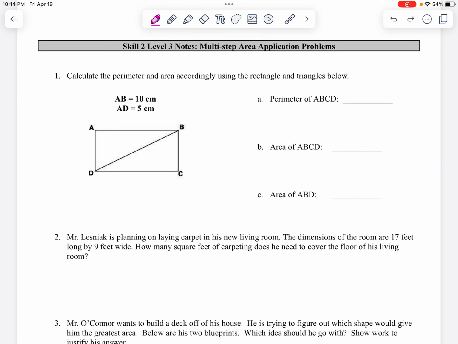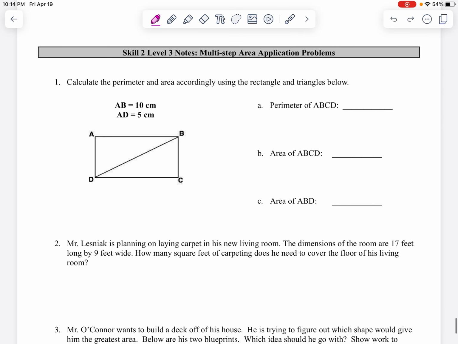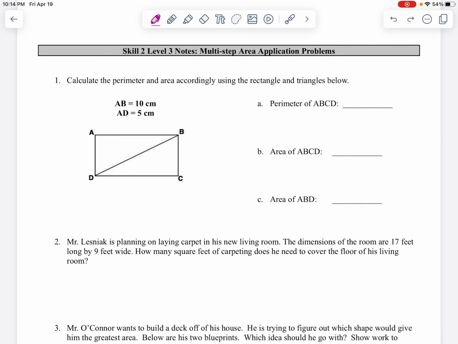All right, let's get started on the last section of notes. We're on the last page, page 10, and we're going to do the Skills 2 Levels 3 notes, where we're going to talk about multi-step area application problems. Okay, so for number 1, it says to calculate the perimeter and area accordingly using the rectangle and triangles below.